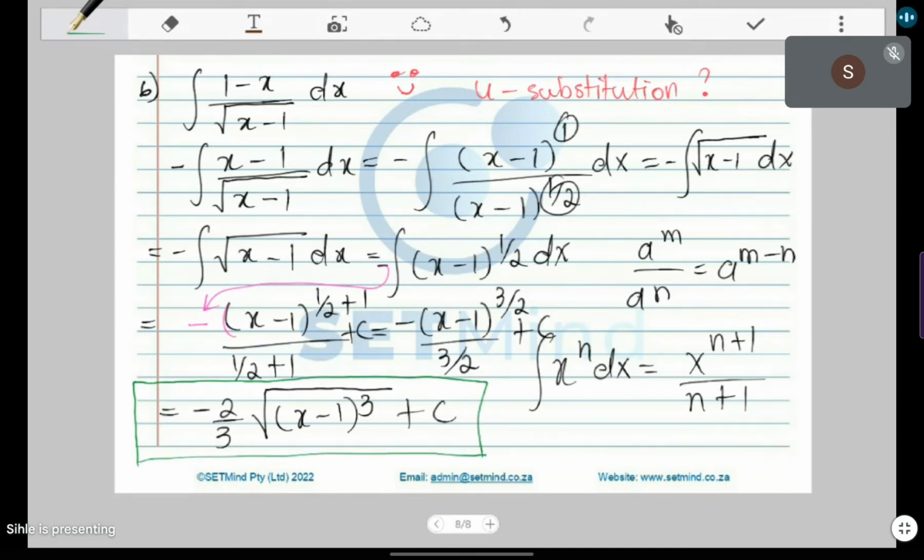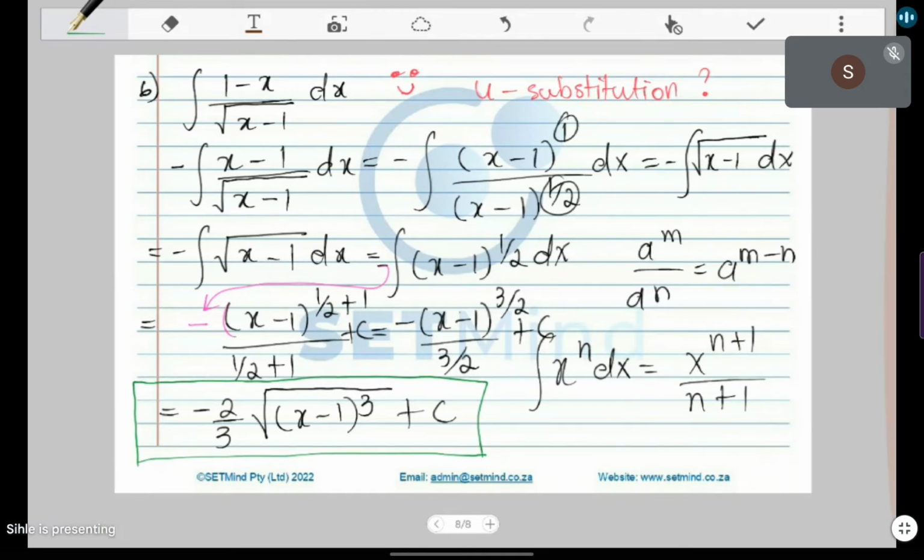Is there anyone who is lost? So here we didn't need the u, but you can use the u substitution. So that's nice. Is it possible that you could use u substitution, like show an example? Yes, sir.